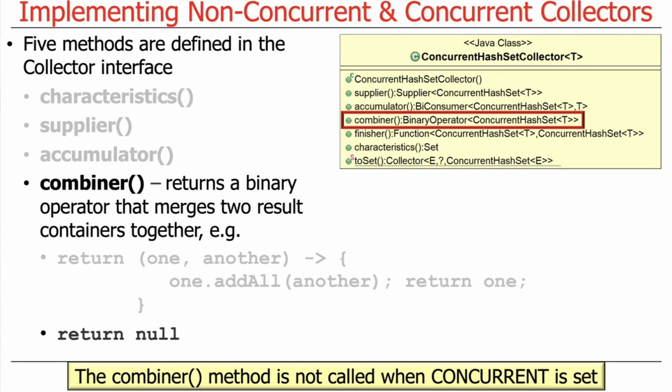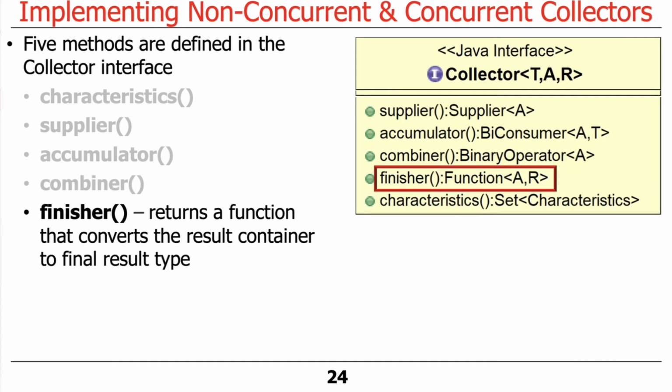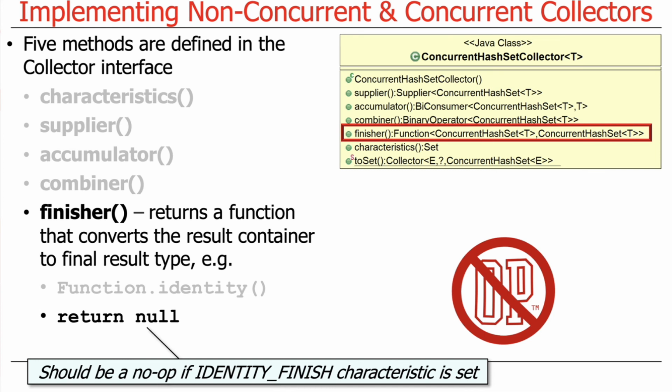And if you set concurrent, then the combiner method will never be called. And then the fifth and final factory method here is called the finisher. This returns a function that converts the result container to the final result type. What the heck does that mean? Well, often the finisher is just the identity function. All that means is that what it returns is whatever the accumulator happens to be, whatever the state of the accumulator is at that point, the mutable result container. That's what finisher will return. However, if you set identity finish, then finisher will never get called.